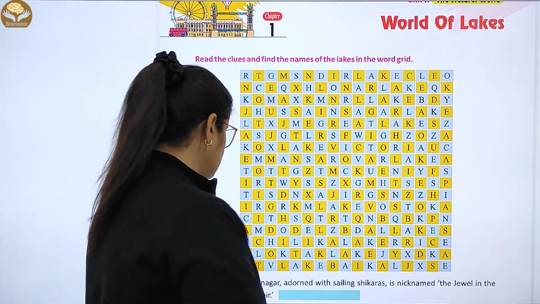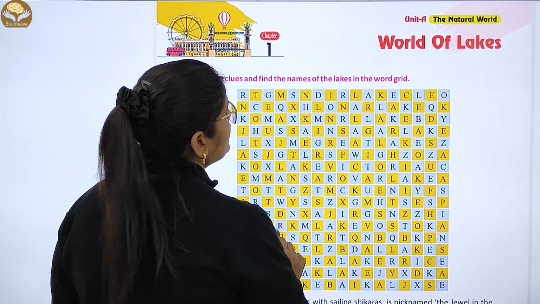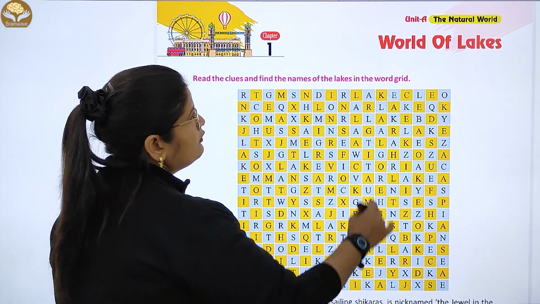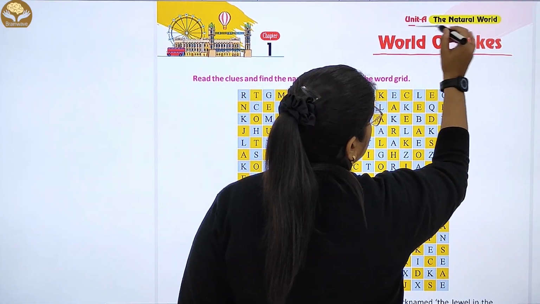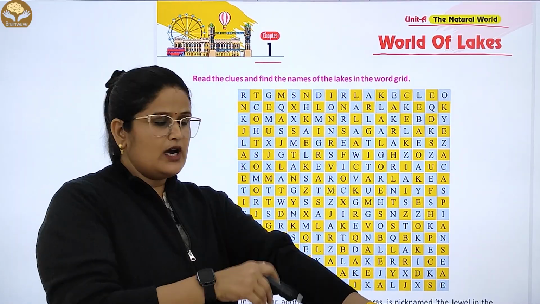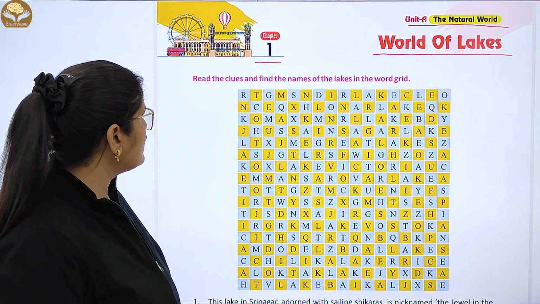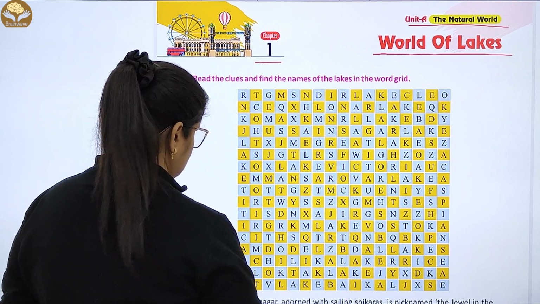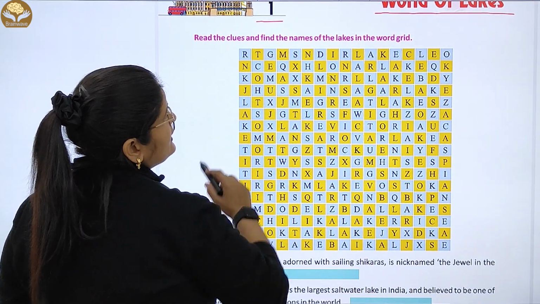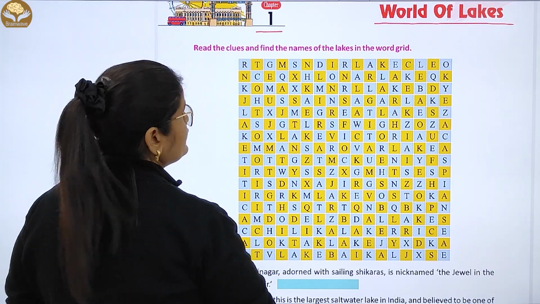Now let's start Unit A, the natural world, chapter 1, world of lakes. Lake मतलब झील, झीलों का संसार. ठीक है? Now let's start. Number 1, read the clues and find the names of the lakes in the word grid.